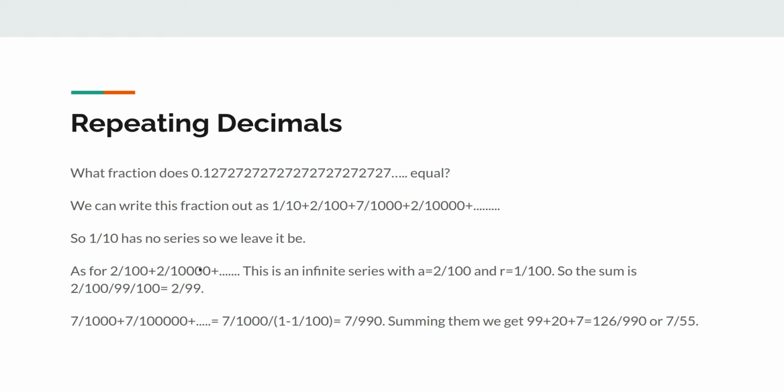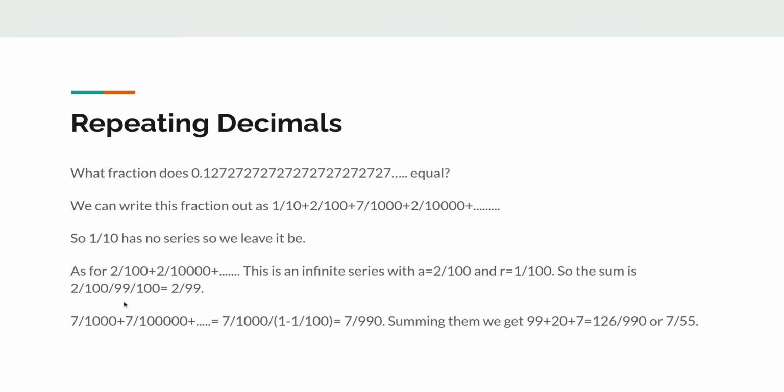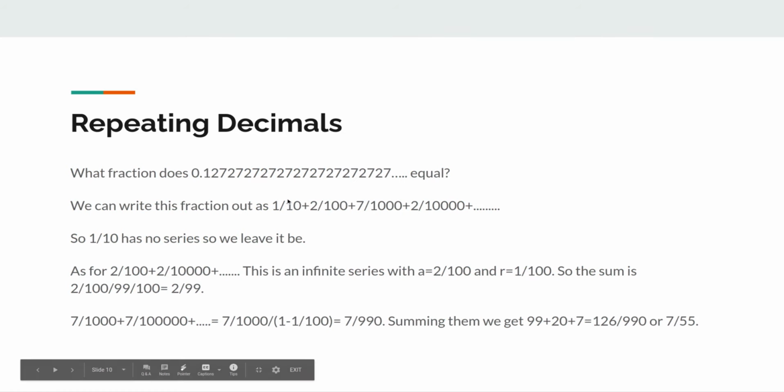So if you want to find out the sum of this infinite geometric sum with the 2 over 100 term, you can find out what the first term is, which is 2 over 100, and your common ratio, which is 1 over 100. So your infinite sum will be a over 1 minus r, which is 2 over 100 over 99 over 100, which is 2 over 99. So now you know 2 over 100 plus 2 over 10,000 plus 2 over a million, and so on, is 2 over 99.